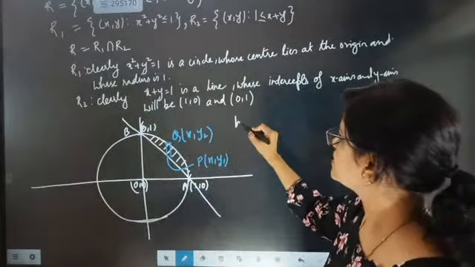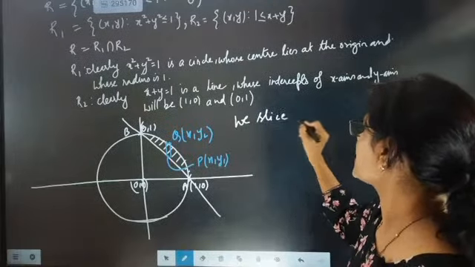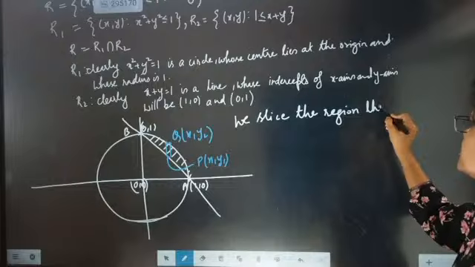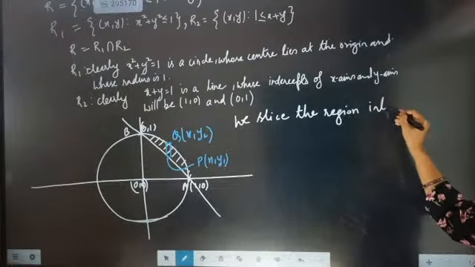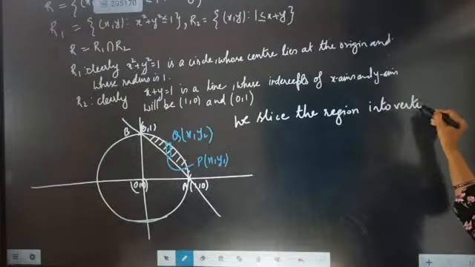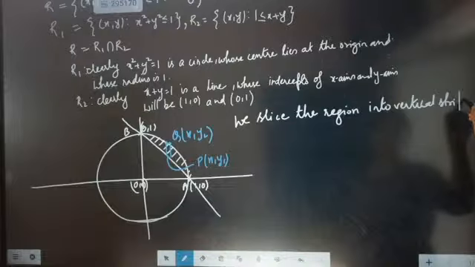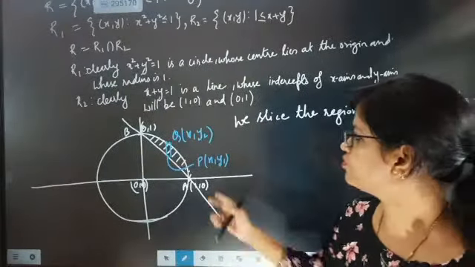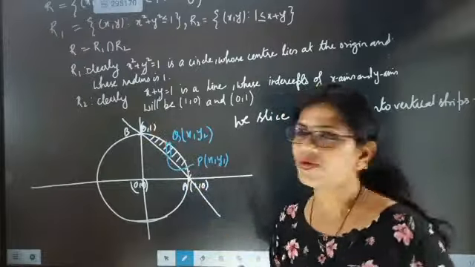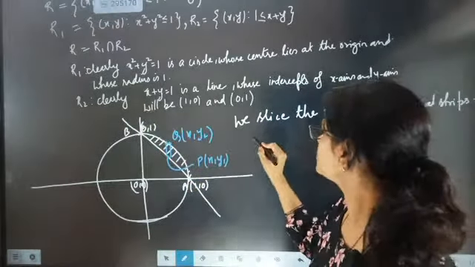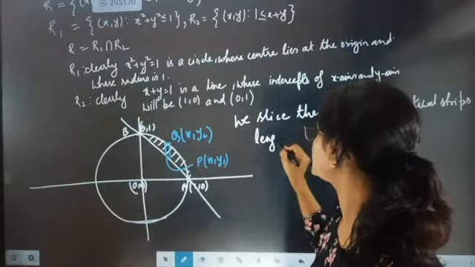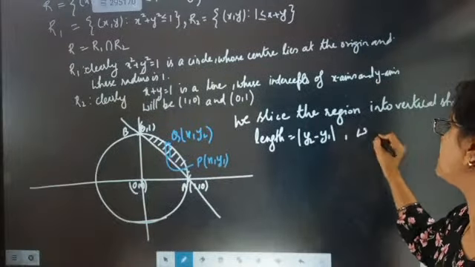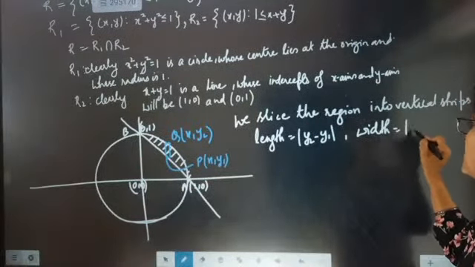We slice the region into vertical strips. Now the approximating rectangle can move between this region and this region. Only the approximating rectangle can move, so the length will be y2 minus y1 and the width will be dx.